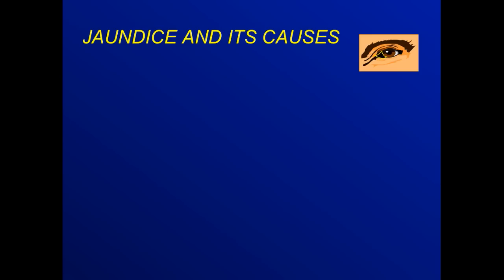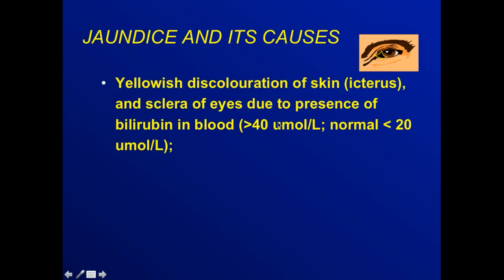Now, let's look next at jaundice and its causes. We have seen a little bit about the anatomy of the liver. We have seen the functions of the liver and we have emphasized bilirubin metabolism just a few seconds ago. Now we are going to look at jaundice and its causes. What is jaundice? Jaundice is yellowish discoloration of the skin and the sclera of your eyes.